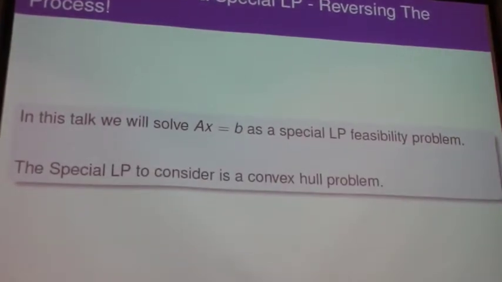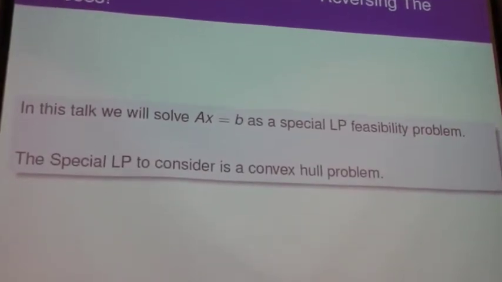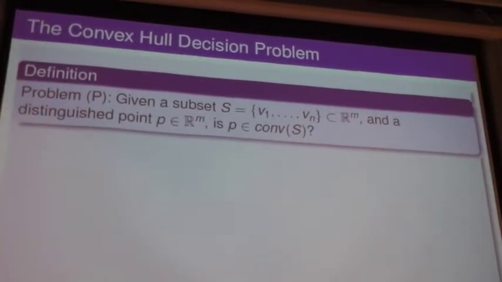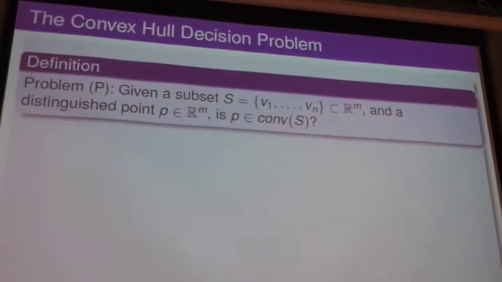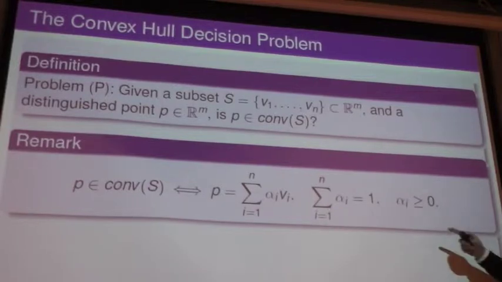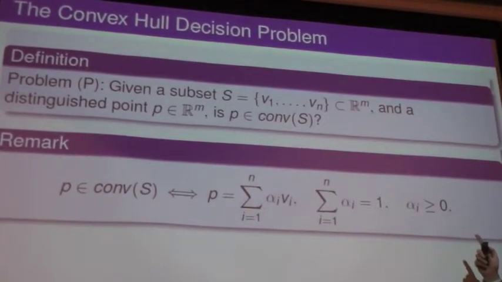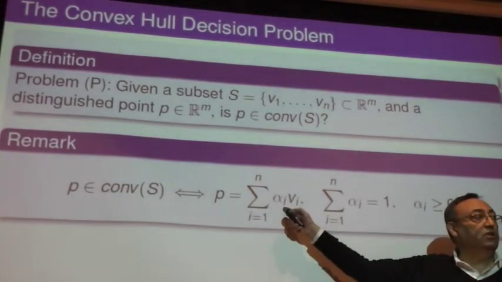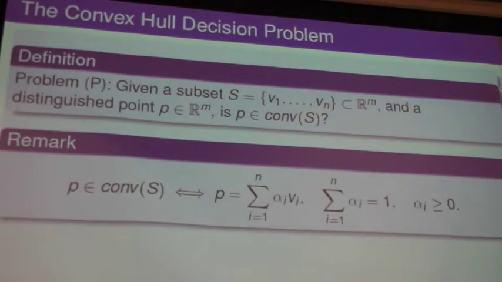So the special problem that I will consider is a convex hull problem. And the convex hull problem is a very simple problem to state. We are given a subset of n points in R^m and a distinguished point p, and we'd like to see if p lies in the convex hull of these points. p is in the convex hull if and only if it can be written as a convex combination here. So to determine if a point is in the convex hull, we must somehow compute these multipliers, alpha_i's.